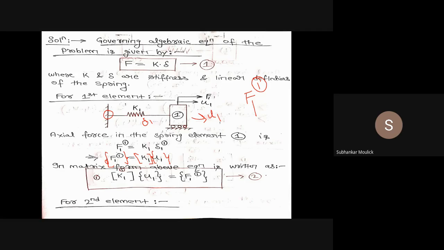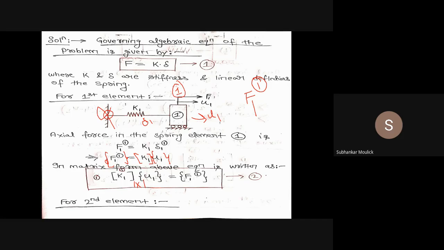The order of the stiffness matrix will be equal to the number of nodes present in this first element. Since in the first element only one node is present, this is node number 1. Definitely this node is also present, but in this node there is no deflection, so I will not consider it as a node. So only one node is present, so the stiffness matrix which I will get for element number 1 will be of the order 1 cross 1. That means only one row, one column, one element, that is K1.